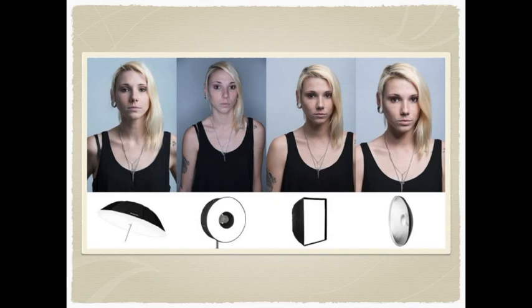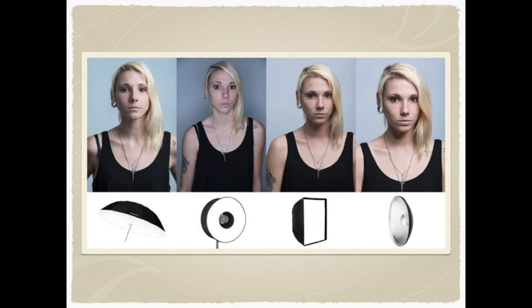Soft box. A soft box creates soft light. You can see the difference between the umbrella and the soft box, because a soft box is usually about 4 feet by 8 feet. It's pretty big. All right. And then the next one to the right, the last one, is called a beauty dish.